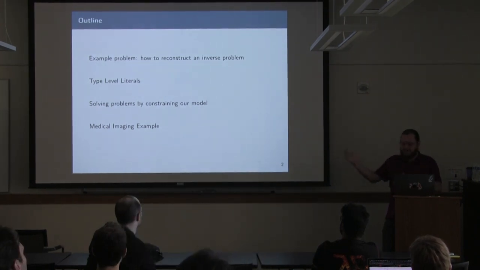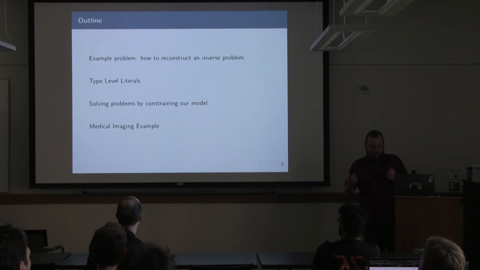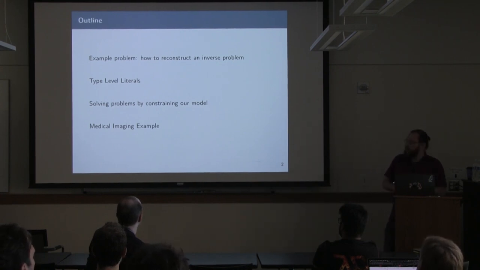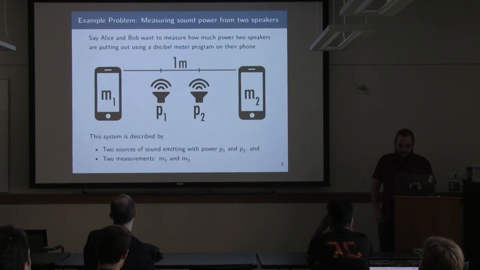This talk is in Haskell. Haskell is not a fully dependent language, so we're simulating some things of what you could do with dependent types. Then I'm going to talk about how we can solve problems by constraining the models that we introduce in the example. And I'm going to end with some medical imaging examples from the work that I do during my day-to-day job. So let's get started.